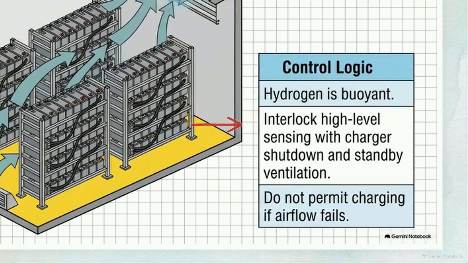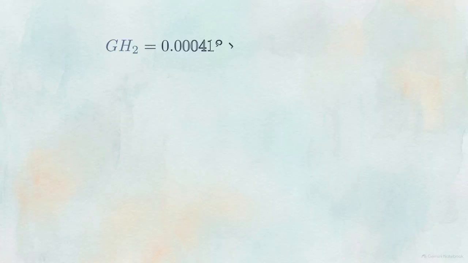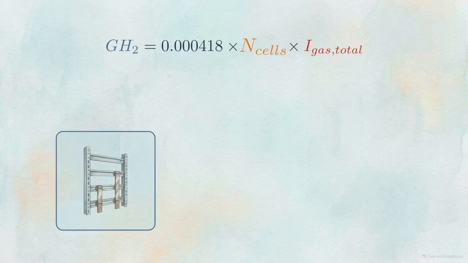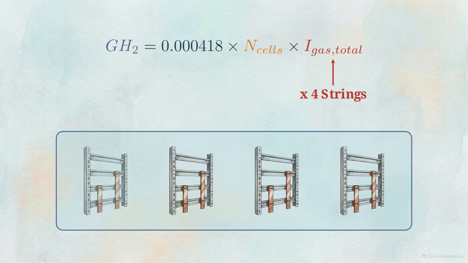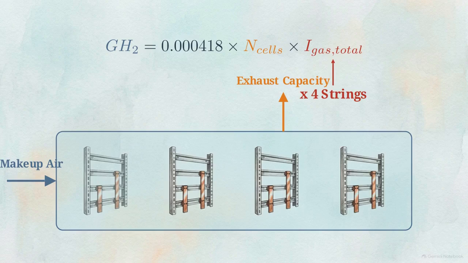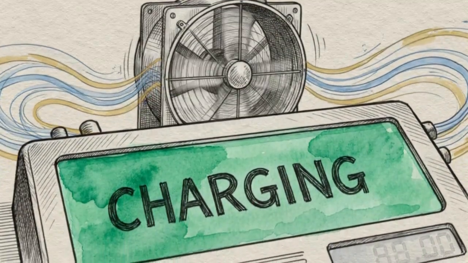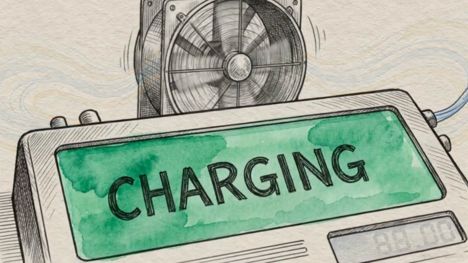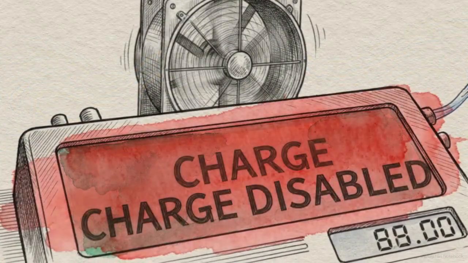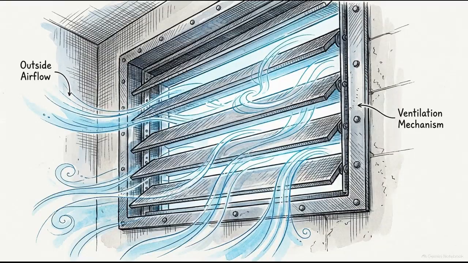High-level hydrogen sensing must instantly interlock with the battery chargers, forcing a shutdown to stop gas production while simultaneously activating standby ventilation. The required exhaust capacity is calculated precisely based on the total number of series cells and the sum of the gas currents across all strings, determining exactly how much makeup air is required to dilute the hazard. Because hydrogen accumulation is the primary explosion risk, the safety mandate is direct. Charging must never be permitted if airflow fails. Ventilation is the primary fire prevention tool for lead-acid systems.